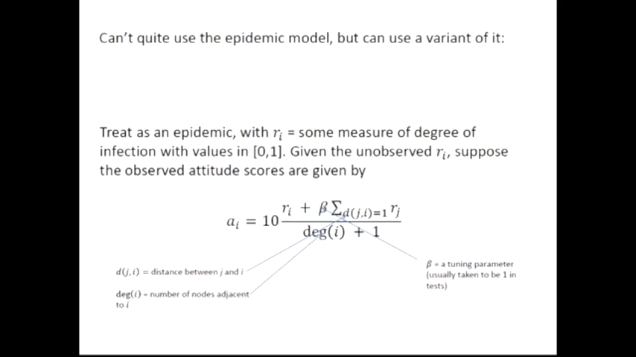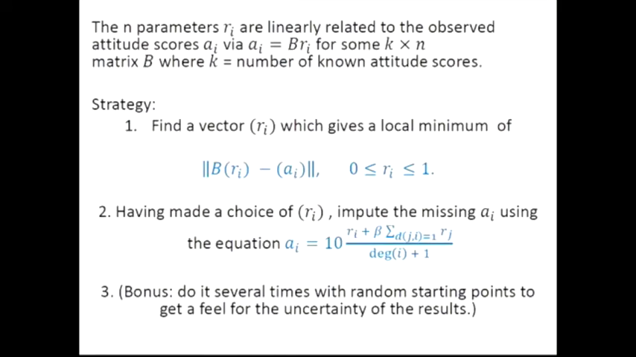This is a very simple model because you can express the attitude scores just as a matrix times the RIs. So the idea is we find the RIs, and then this matrix is known because it's just given by part of the adjacency matrix of the graph. Once we find the RIs, we can use the equation from the previous slide to get the attitude scores for the missing nodes.